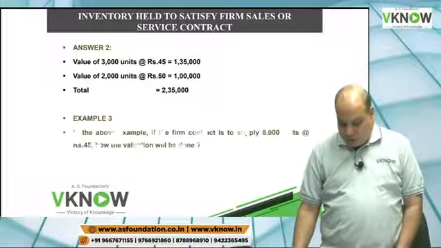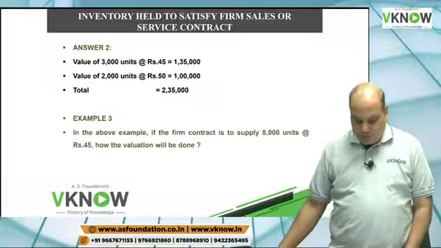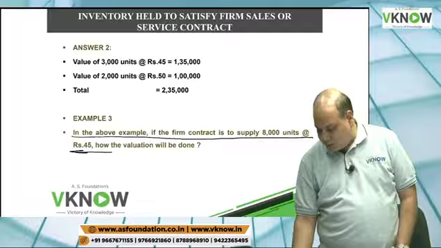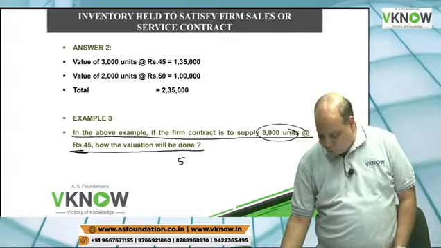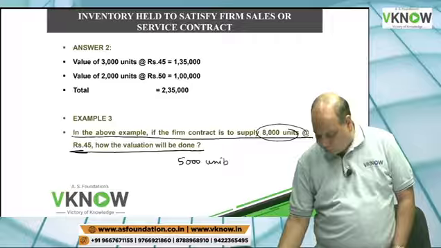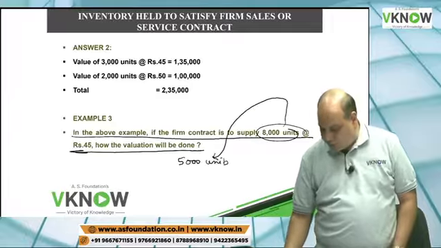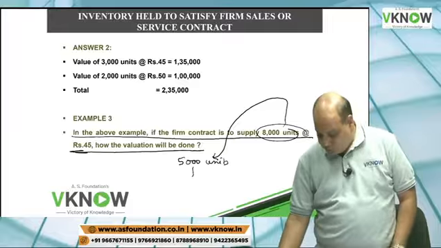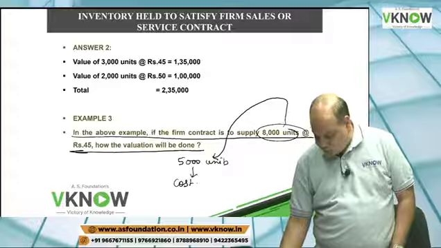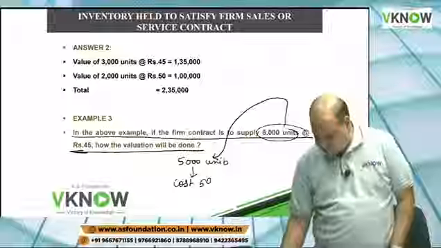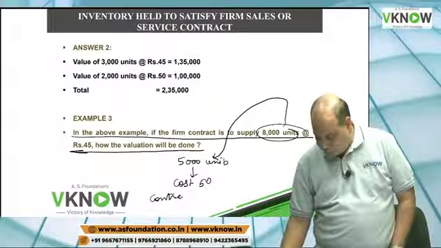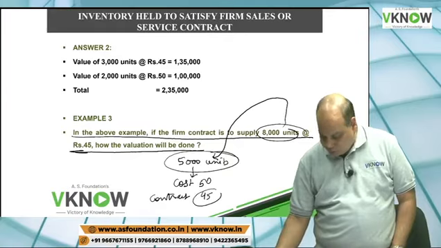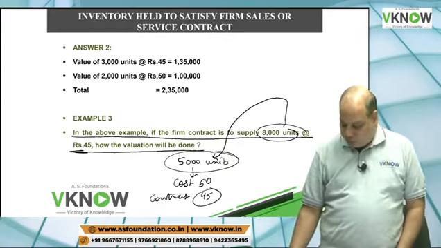Now come to example 3. In the above example, if the firm contract is to supply 8,000 units, how many units do I have in my stock? 5,000. Contract is to supply 8,000. So I will value the entire stock, cost 50, contracted price 45. Entire 5,000 units will be valued at 45.